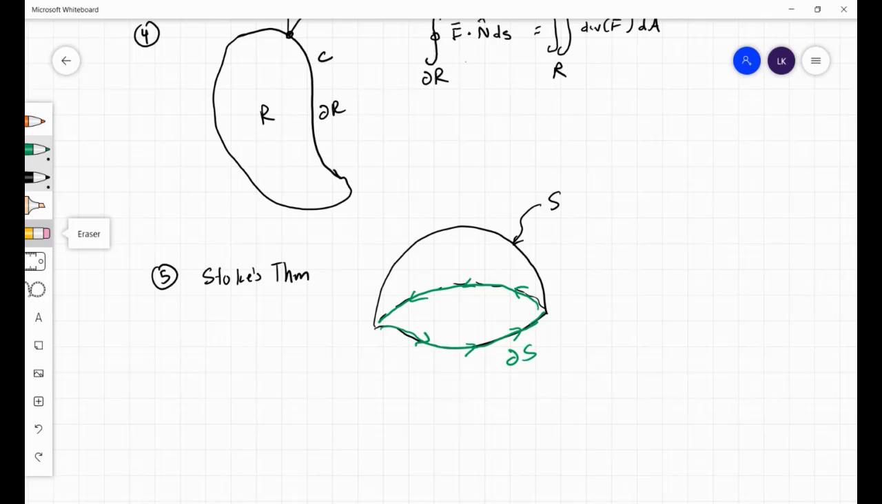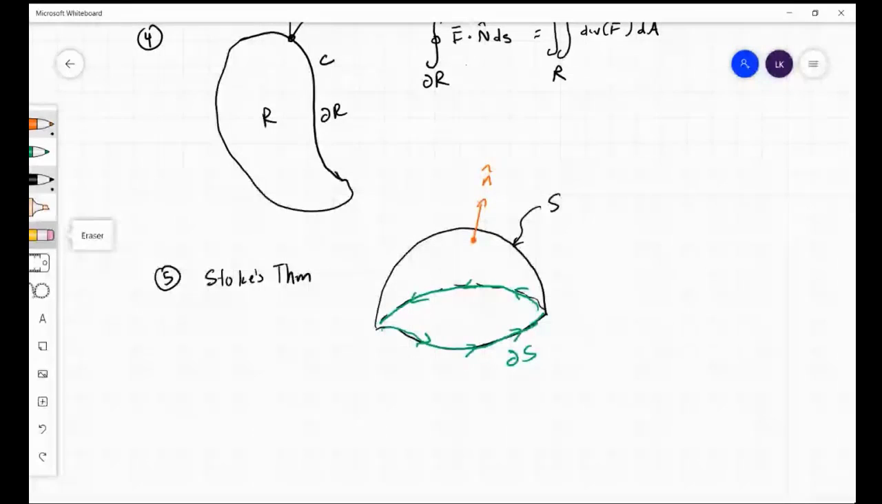And now we have to be careful of the orientation here. So I have a unit normal to my surface. And the idea is that the orientation of the bounding curve has to match.